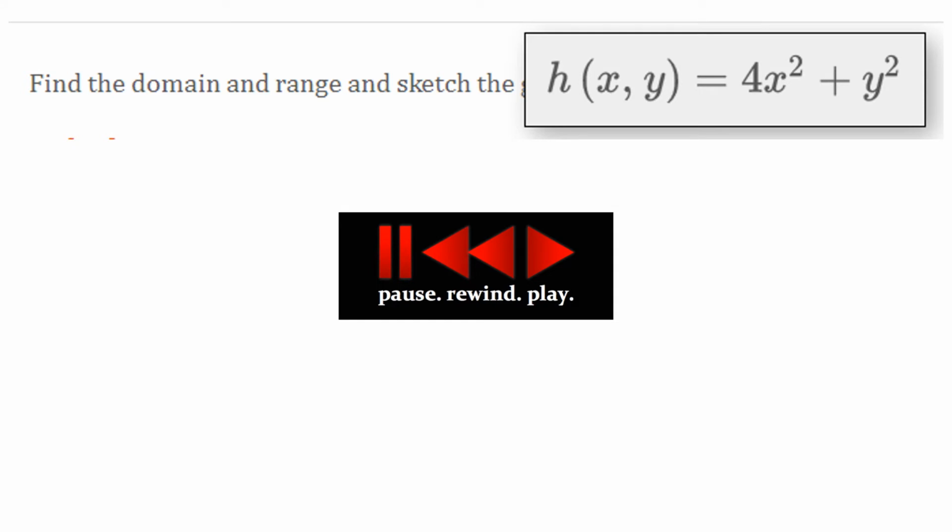Here's one for you to attempt. Find the domain and range and sketch z equals h of (x, y) equals 4x squared plus y squared. Notice that the coefficients of the x squared and the y squared aren't the same, so you don't expect this to be a sphere. You know what to do. Let's see how you did.